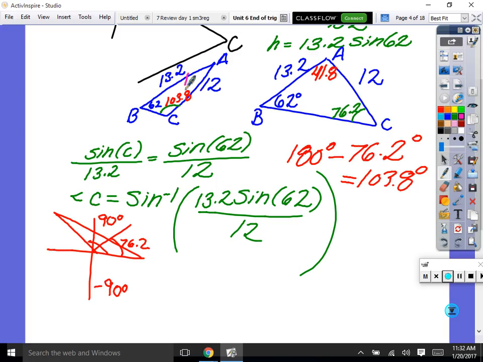Thank you. And then we could find side A and side A using the law of sines. Do I need to continue that? Okay, awesome. Moving on.